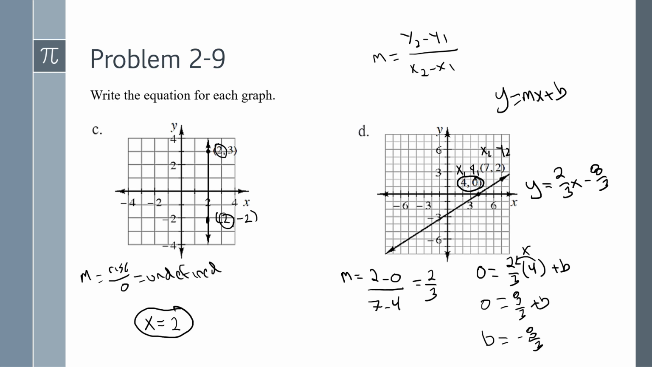You can see how my -8/3 is about 2 1/4, sorry. You can see how I go 1, 2, and a little bit. So, sorry, it's 2 and 2/3. So you can see how that line's about 2/3 of the way between 2 and 3. So I feel pretty good about that.